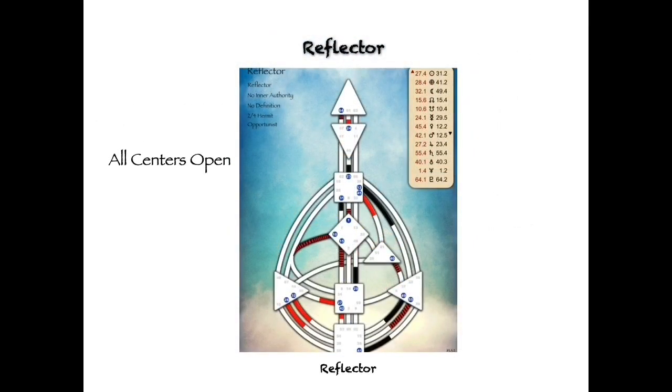And a reflector will always have all white open centers and what are called hanging gates. I'll talk more about hanging gates a little bit later on, but basically they're just half channels all over the chart. And as you can see, when somebody's a reflector type, it's pretty easy to recognize based on everything is open and everything is white.